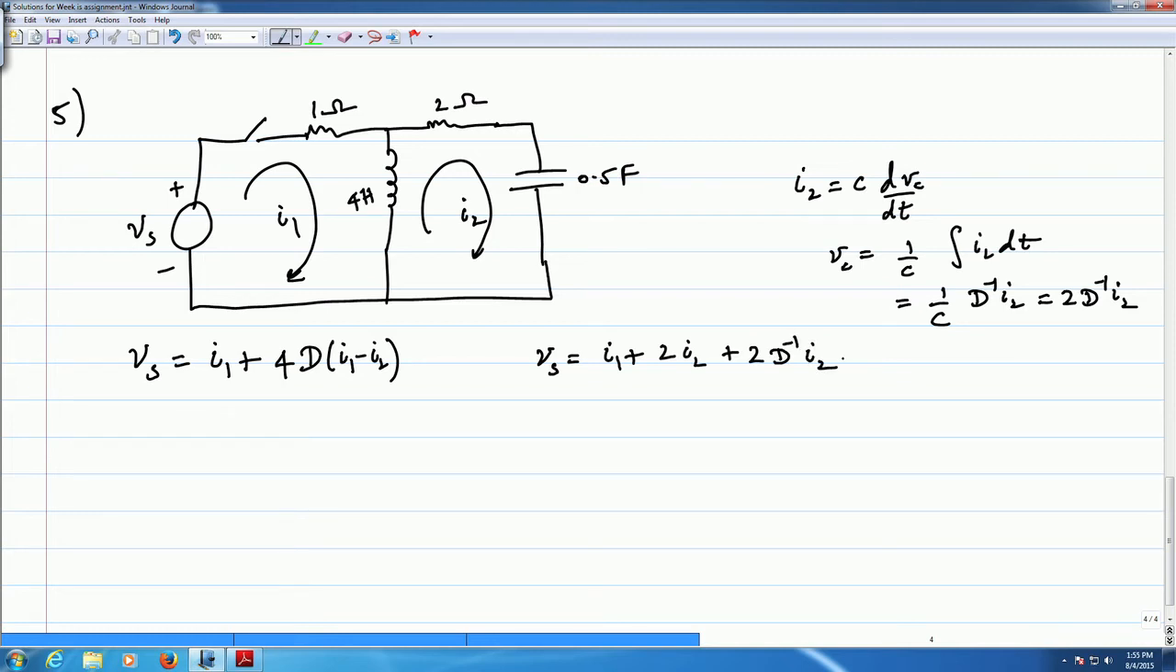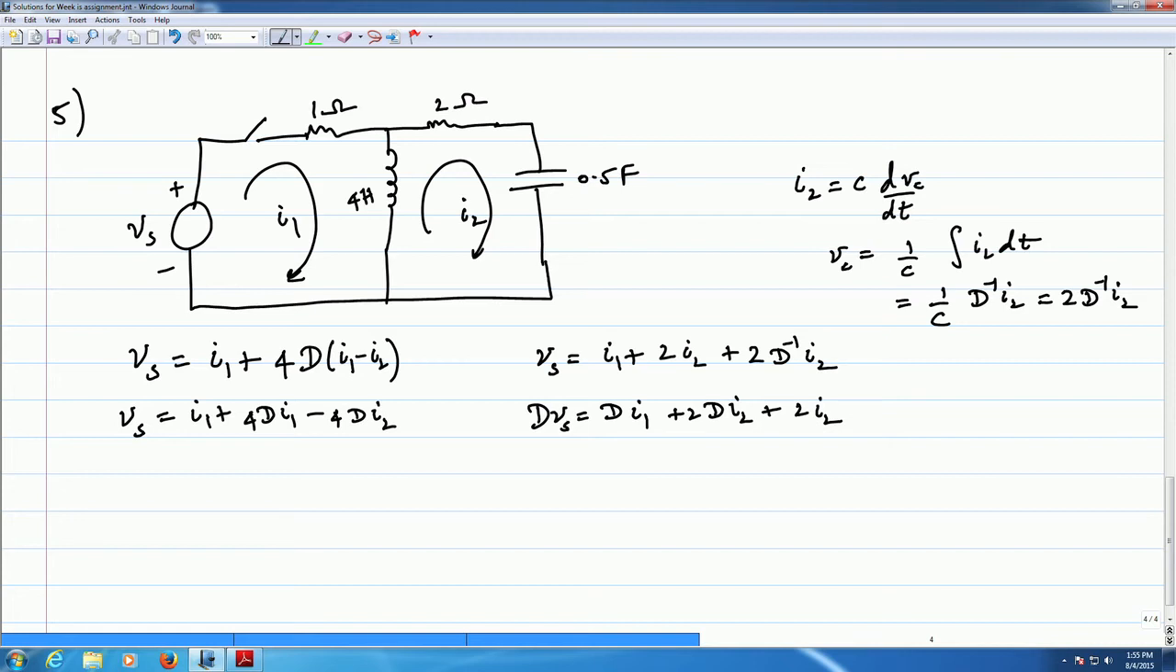Now one can multiply this throughout by d, and you get dVs equals d I1 plus 2d I2 plus 2 I2. Now this equation, if you want, you can simplify. This is going to be Vs equals I1 plus 4d I1 minus 4d I2. So, I have two equations. It has I1, I2 and Vs. I want a relationship between Vs and I1, which means I have to eliminate I2 from this equation.